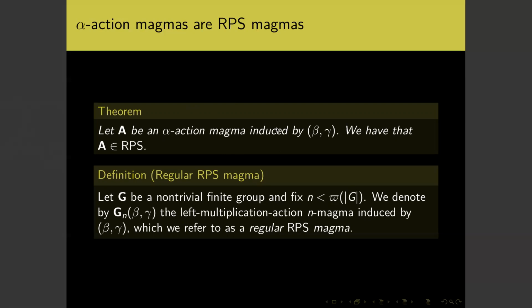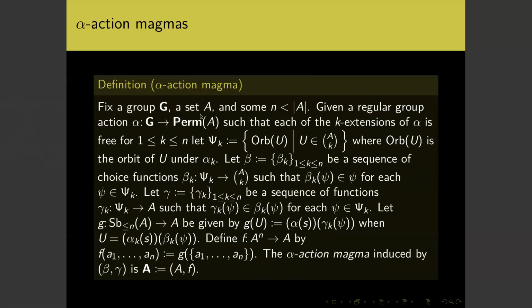And the reason that this result holds, although I won't really describe the proof, basically comes down to this: I need a regular group action, and I need that these extensions are free in order to get that strong fairness condition. That's essentially why I need those extra constraints.